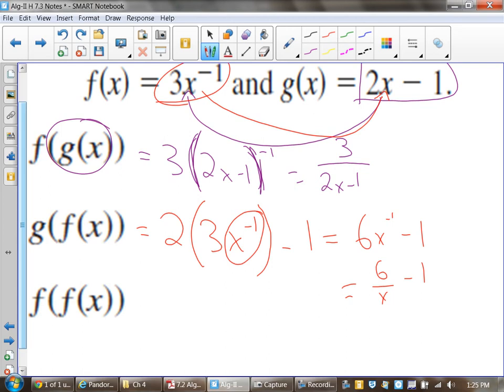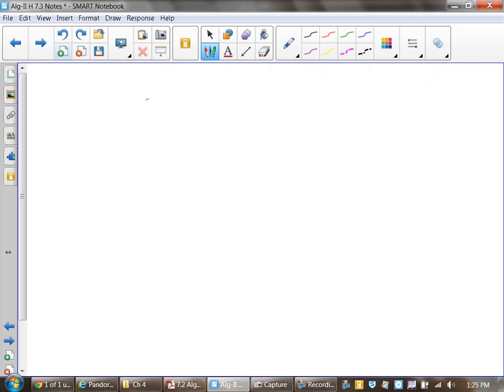What's the final answer? Did it change if it was 6x minus 1, would it become 5x? No. So what changes here? I can't combine it, I just rewrite it.